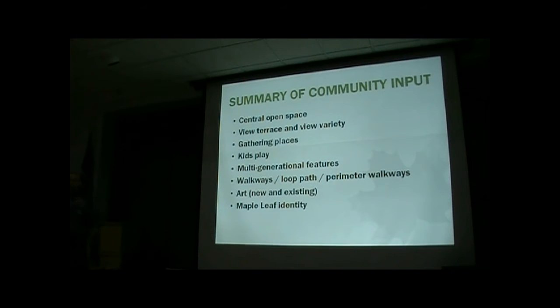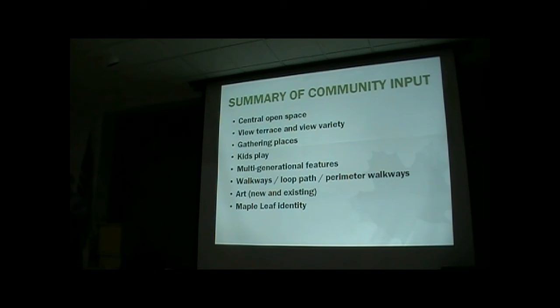This is a summary of the input. These are the overall themes that were arrived at. There was a desire to have the central open space. View terraces and view variety, so making sure there were lots of opportunities to take advantage of that strength of the park and the neighborhood. Lots of gathering spaces, lots of different sizes of gathering spaces for varying groups and uses. An emphasis on kids' play, making sure that we really thought about the children's area and what was happening there. Multi-generational features. It's a park for everybody, so we want to make sure we have elements that include everybody.